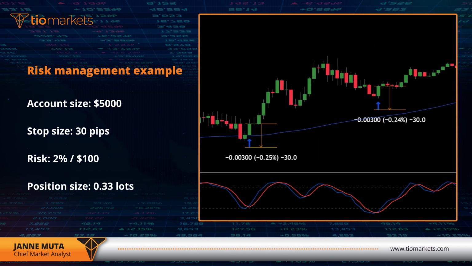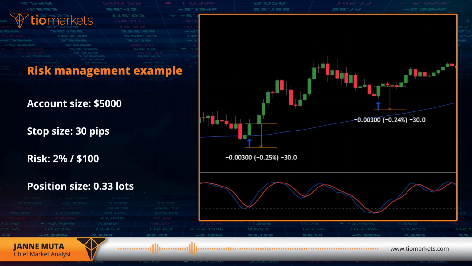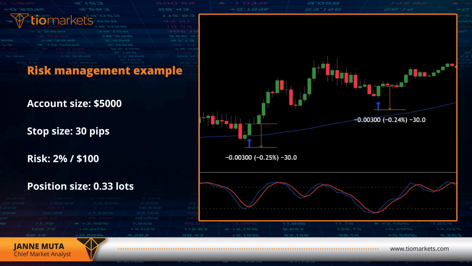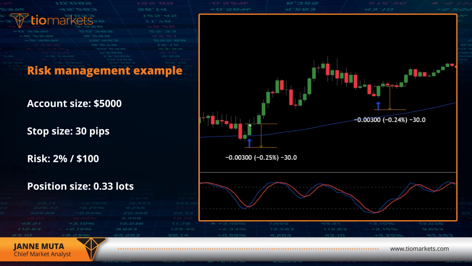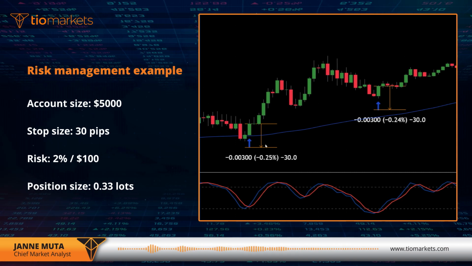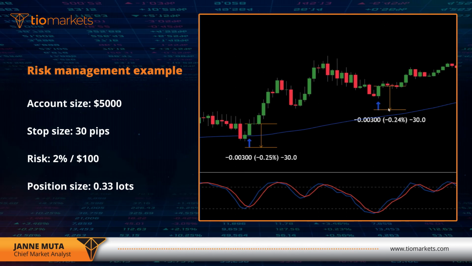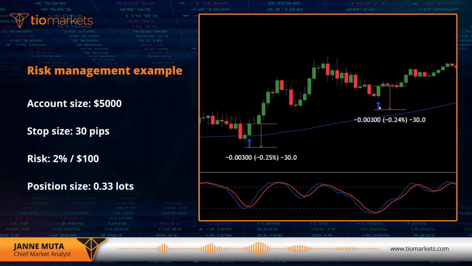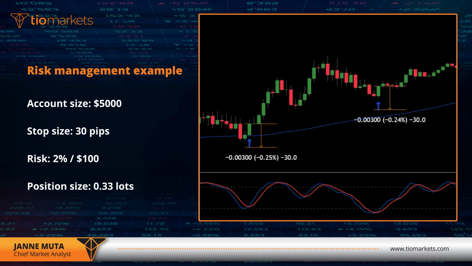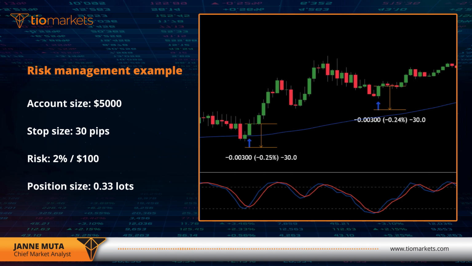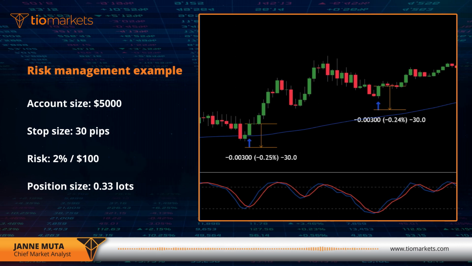But let's assume that you have $5,000 on your account. And then you use a stop size of 30 pips, like here in this example. So the signal comes at the close of this candle. So I'm using, in this example, 30 pips in this market in both occasions. And if you limit your risk to 2% on every trade, then that's $100 out of the $5,000 account. That gives you the position size of 0.33 standard lots or 0.33 contracts, whichever language you prefer.